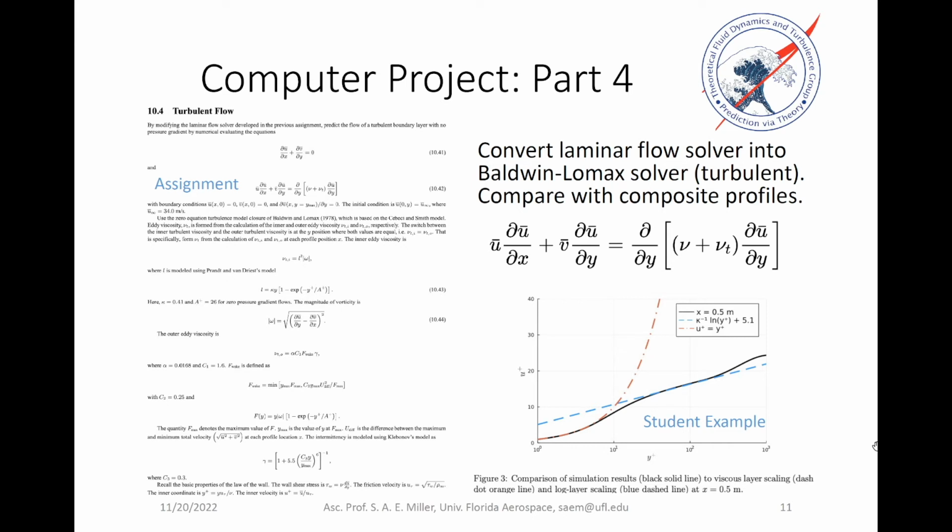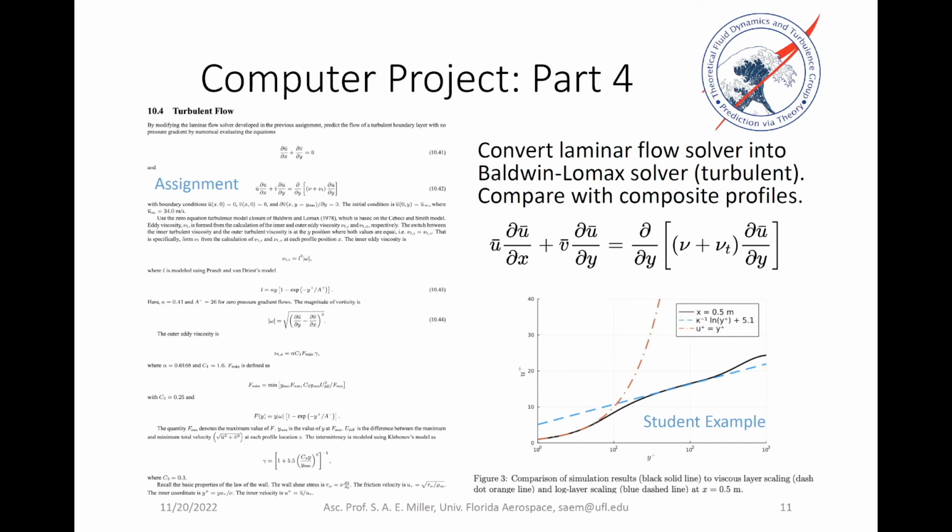Here, the equation you can see has an eddy viscosity added to it. And in the lower right, we have student examples where we have the log law, the wall, the viscous sublayer, and an outer layer. The x-axis is the inner coordinate, and the y-axis is a non-dimensional velocity. Through this approach, we're able to show students how to completely create a code from scratch and implement one famous turbulence model.